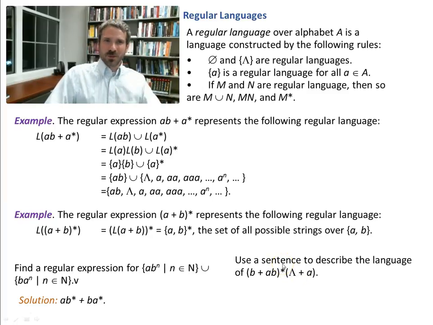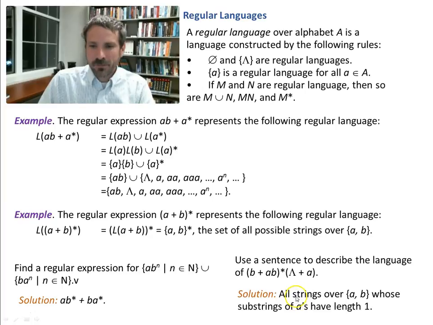We're well used to doing that. So what we can say here is the strings over AB whose substrings of A have length 1. So basically what we're saying is that we can have B any number of times, or we can have AB any number of times. And what this means, if you look at this carefully, is that you can't ever have two A's in a row, because you can have B, B, B, B as many times as you want.